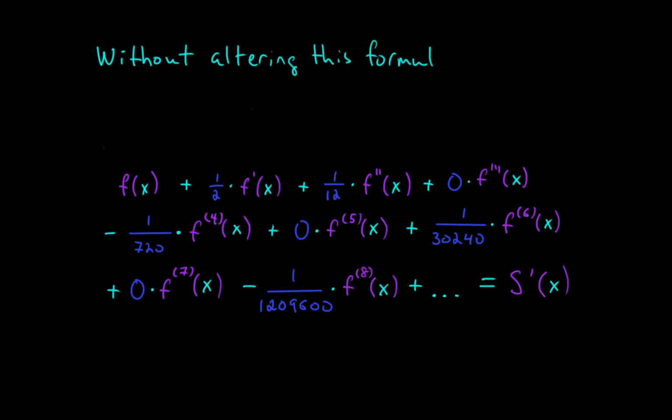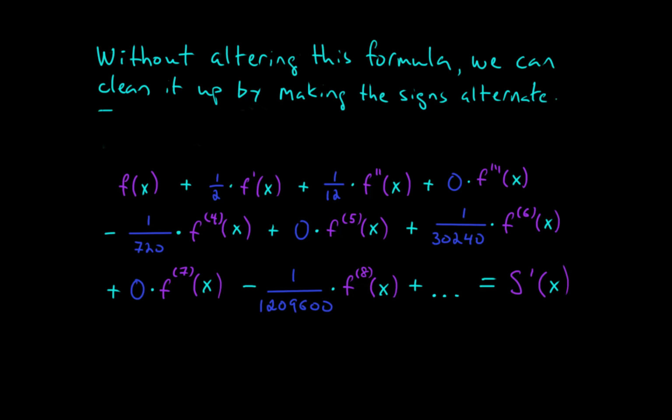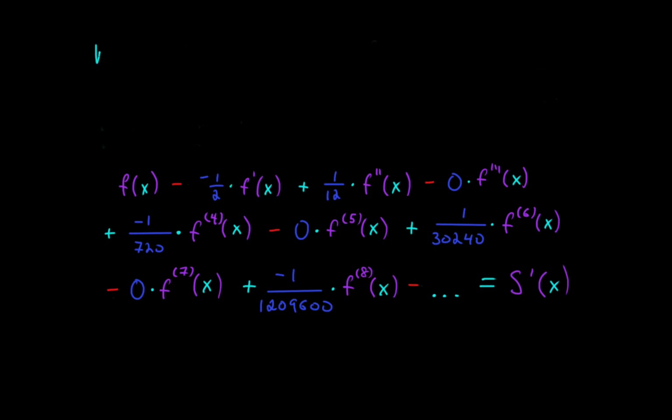And then without changing the content of this formula, we might realize that we can clean it up a little bit by making the signs alternate. Then we would have f of x minus negative 1/2 times f prime of x plus 1/12 times f double prime of x minus 0 times f triple prime of x plus negative 1 over 720 times f4 of x, and so on. We'll see in a moment that that isn't only an aesthetic choice. The formula makes more sense when the signs alternate.